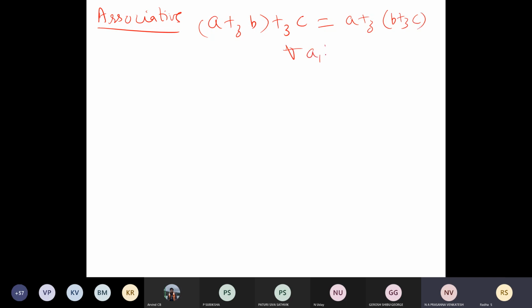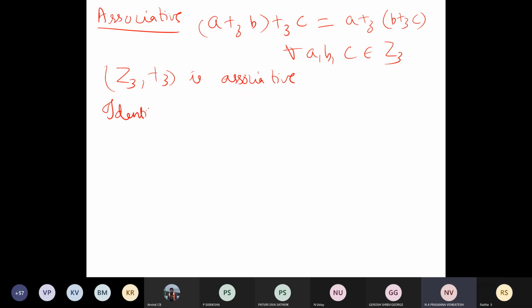Now, associative. Associative you can write directly here. It is after all addition, even though you are going to add modulo. So A addition modulo 3 B, the resultant addition modulo 3 C, is always equal to A addition modulo 3, B addition modulo 3 C, for all A, B, C in Z3. So Z3 is associative because the operation is itself associative.